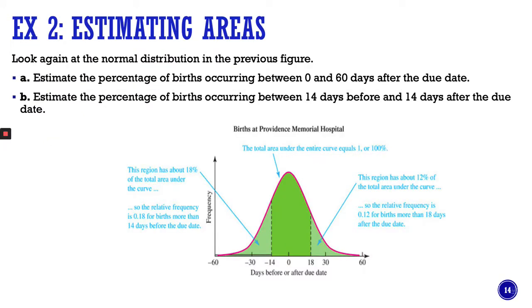Example 2. Looking again at the normal distribution in the previous figure, estimate the percentage of births occurring between 0 and 60 days after the due date, and then estimate the percentage of births occurring between 14 days before and 14 days after the due date. So we're just doing an estimation. So you're just kind of looking at it and figuring it out.